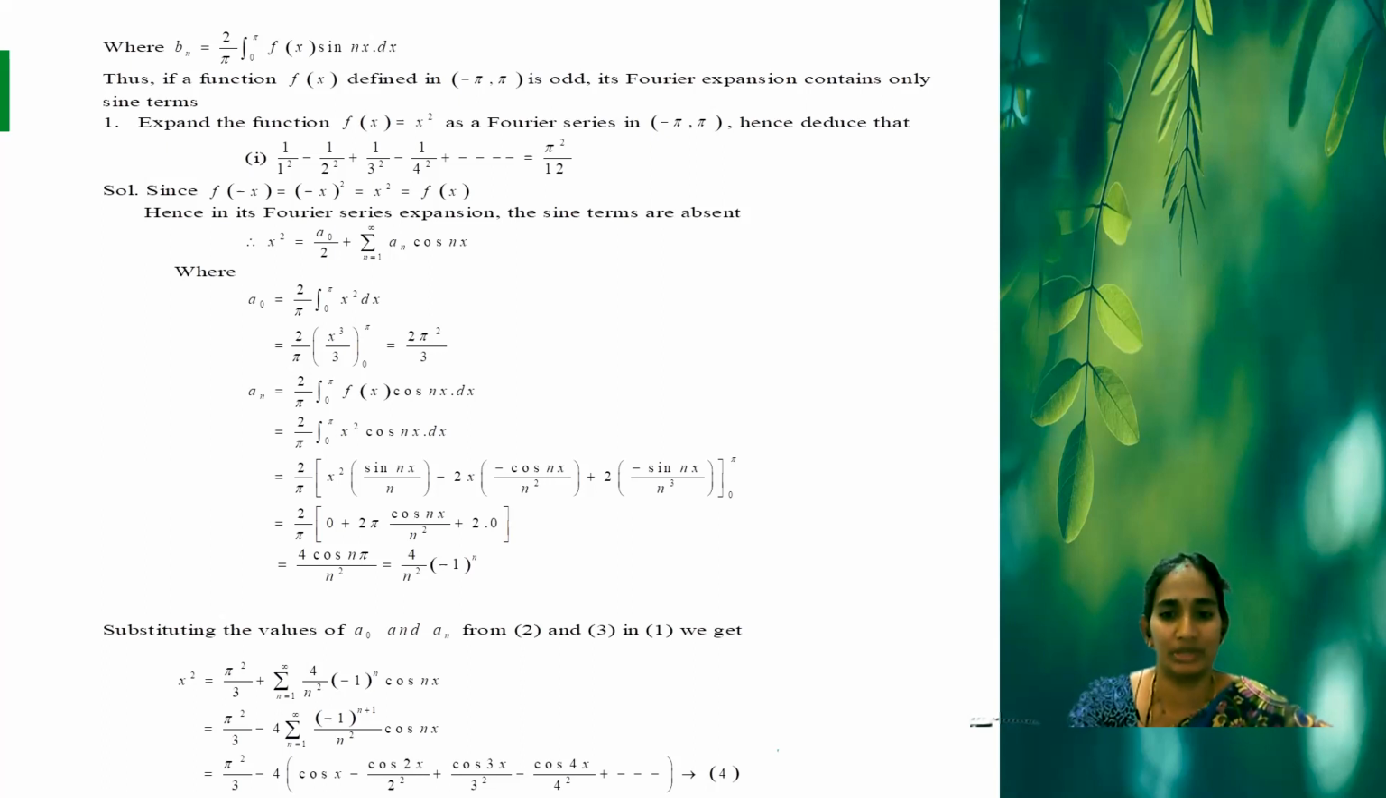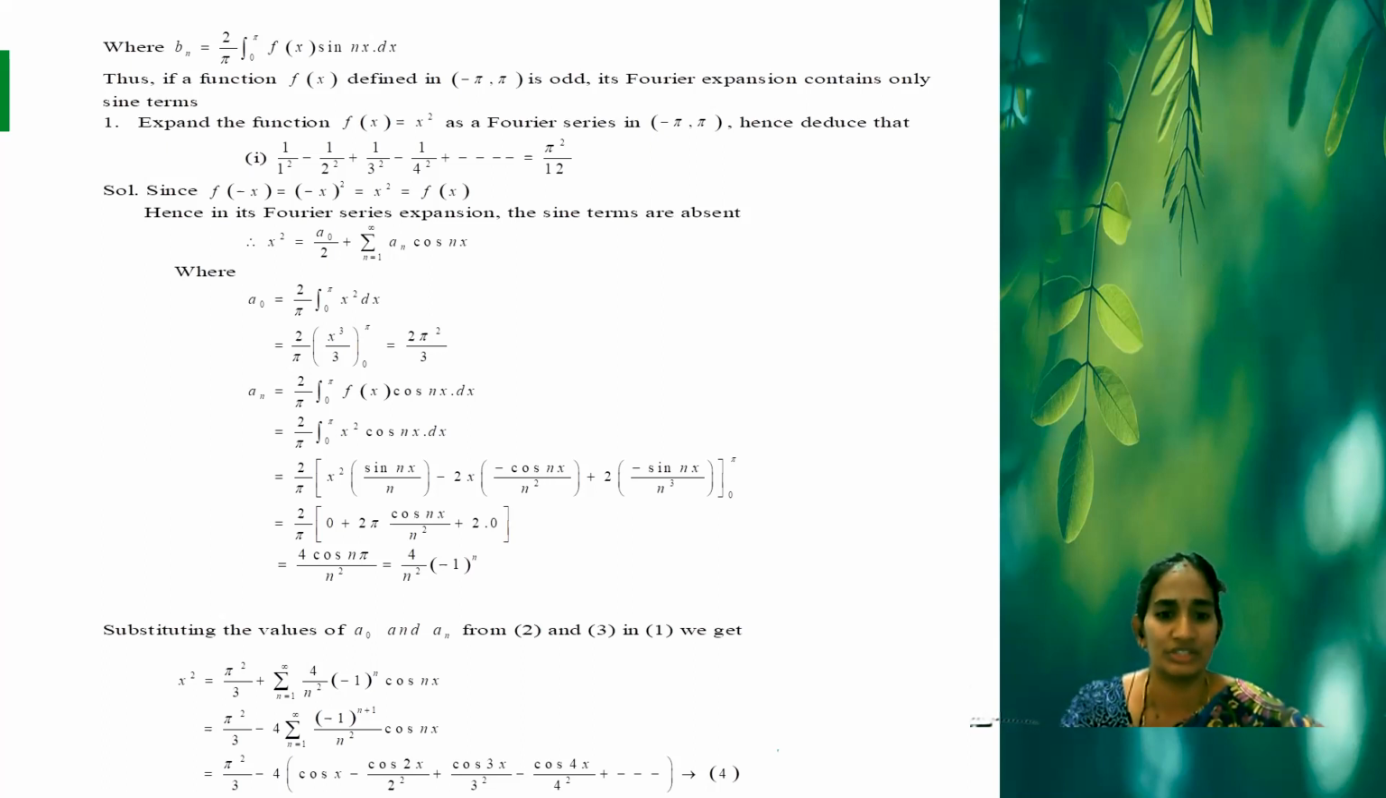Next step, you substitute the upper limit minus the lower limit. We know the values: cos n pi equals minus 1 whole power n, and sin n pi equals 0. Sin 0 is 0, cos 0 is 1 always. Listen, once again I tell you: cos n pi equals minus 1 whole power n, sin n pi equals 0, sin 0 is 0, cos 0 is 1. So now we substitute upper limit minus lower limit.